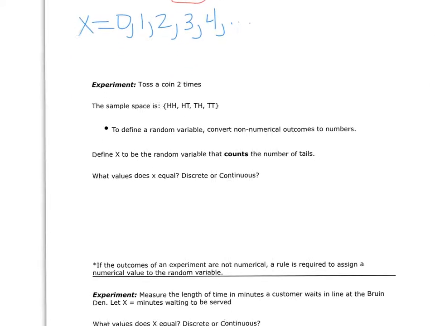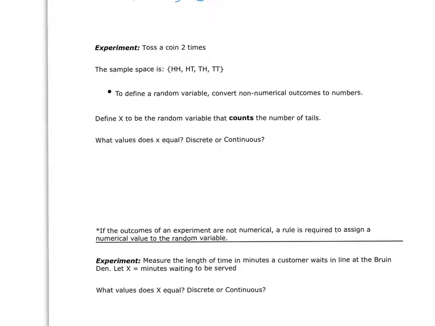All right, let's look at another one. Toss a coin 2 times. Here's the sample space. You can get 2 heads, a heads and a tails, or the other order, tails heads, or tails tails. Those outcomes are not numeric. So to get a random variable, we have to somehow convert that non-numeric outcome to something that is numeric. So let's define the random variable x to count the number of tails in an outcome. That way it becomes numeric.